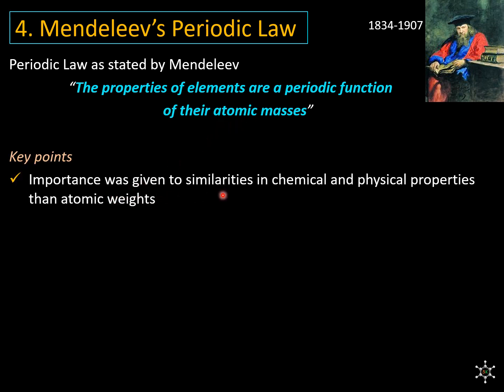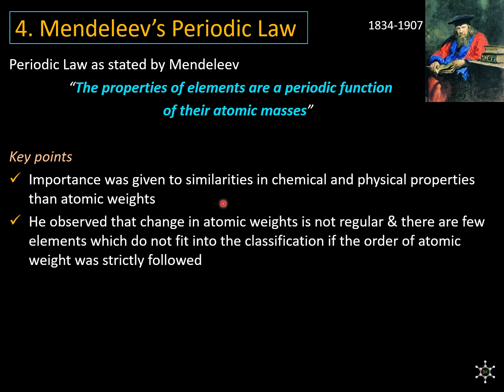Importance was given to similarities in chemical and physical properties than atomic weights, meaning if chemical and physical properties related experiments are giving one arrangement and if atomic weights are giving exactly reverse arrangements, in the periodic table, he always considered chemical and physical properties related arrangement over atomic weights arrangement.